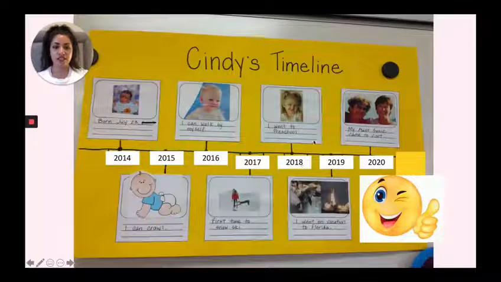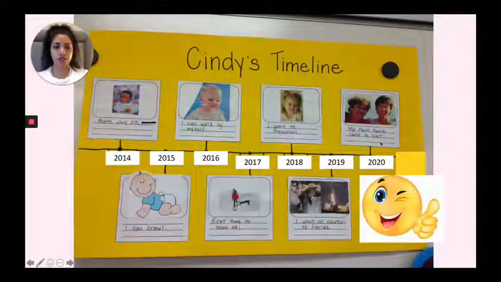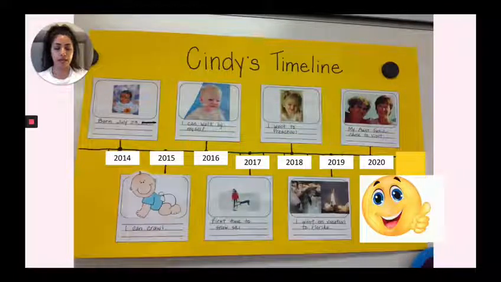2018 is when she started going to school. 2019, she went on a holiday to Florida. And 2020 is when her Aunt Susie came to visit, maybe a very special auntie that came from another country.